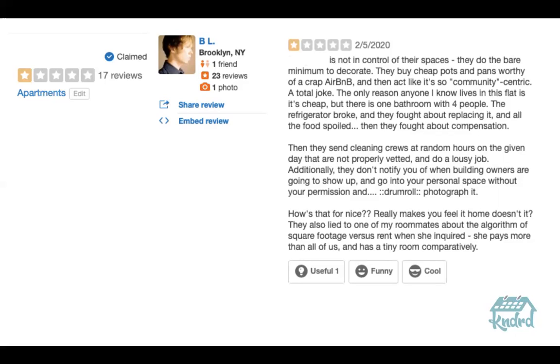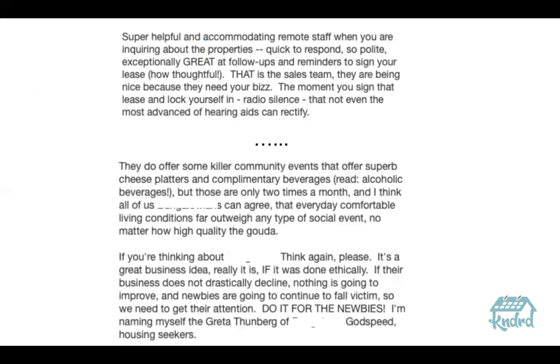They mention that they buy cheap stuff, and then they act like it's, quote, so community centric, a total joke. The only reason I know everybody lives in this flat is because it's cheap, but there's only 1 bathroom for 4 people. So that's important. People are going to start talking about, okay, you have community listed on your website, but we move in and there is no community. So you just want to be cognizant of this.